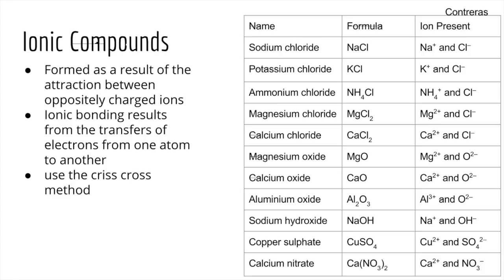An ionic compound is formed as a result of the attractions between a positively charged ion, the metal, and the nonmetal. Ionic bonding results from the transfer of electrons from one atom to another. To determine the formula, use the crisscross method.